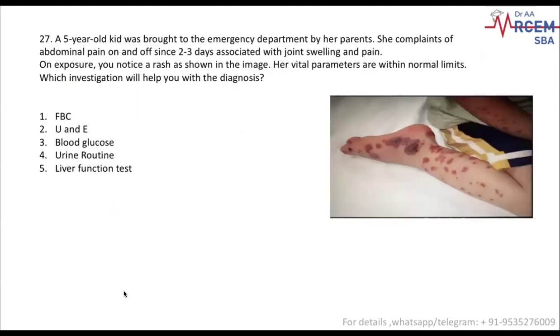A 5 years old kid was brought to the MS department by her parents. She complains of abdominal pain on and off, associated with joint swelling and pain. There is a rash as shown in the picture. A maculopapular rash is present. What are you suspecting? So, abdominal involvement.